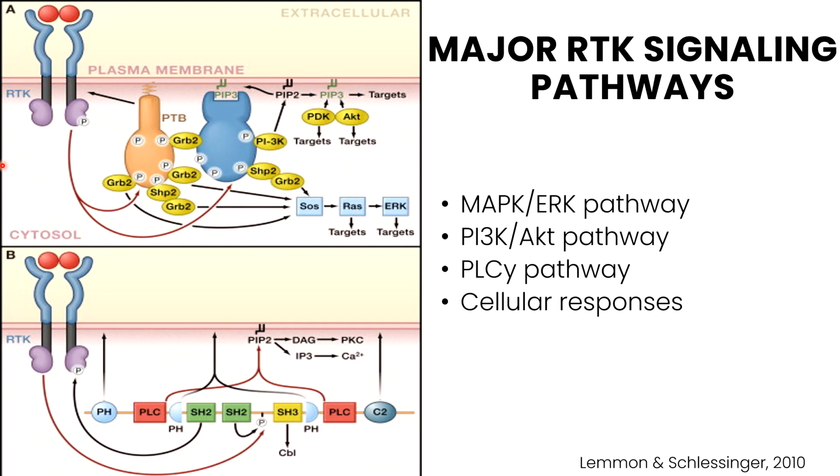Although we've discussed these pathways separately, it is important to remember that they do not function independently. Cells integrate signals from multiple pathways simultaneously to coordinate normal cell growth, survival, differentiation, and metabolism. When RTKs become dysregulated, this coordinated signaling is disrupted, which leads to persistent activation of pathways that promote cancer development.